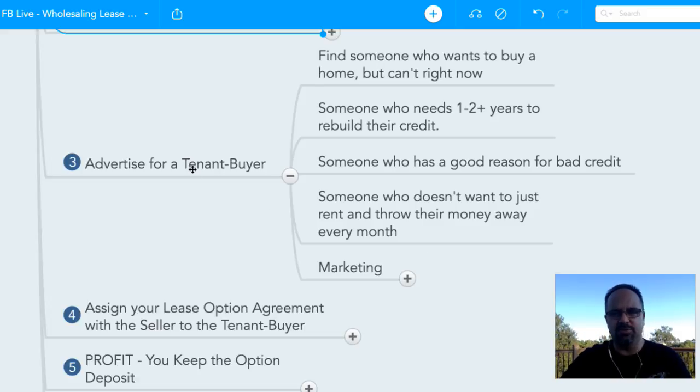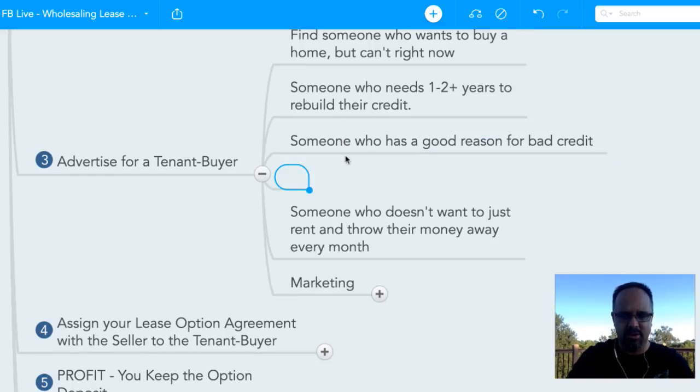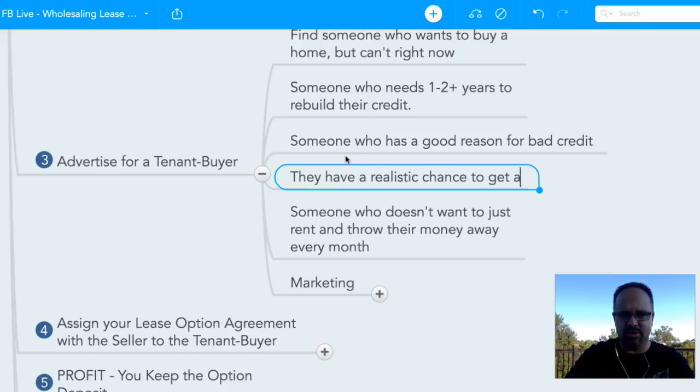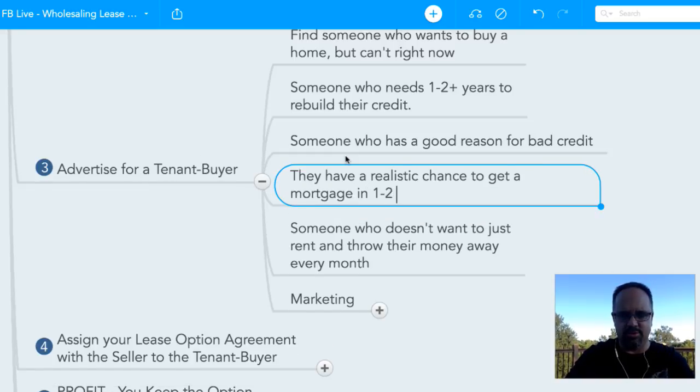So when you're advertising for a tenant buyer, you want to find somebody who wants to buy a house but just can't right now. Really, really important. They have a realistic chance of getting a mortgage in 1 or 2 years. I'm going to write this down here. They have a realistic chance to get a mortgage in 1 to 2 years.